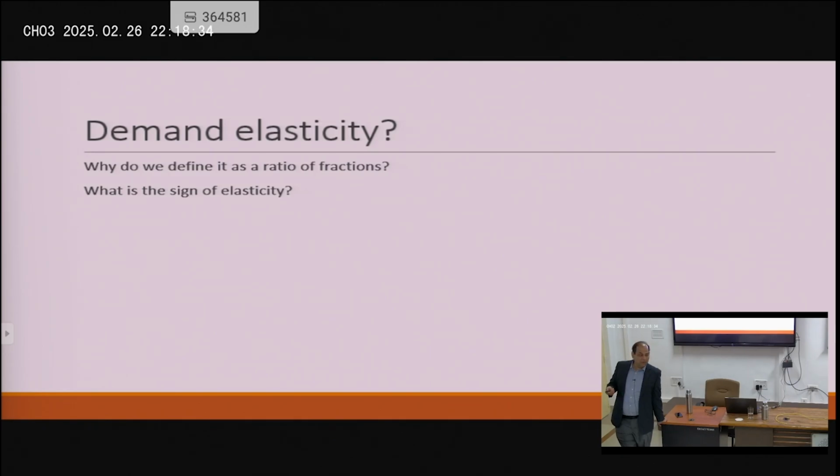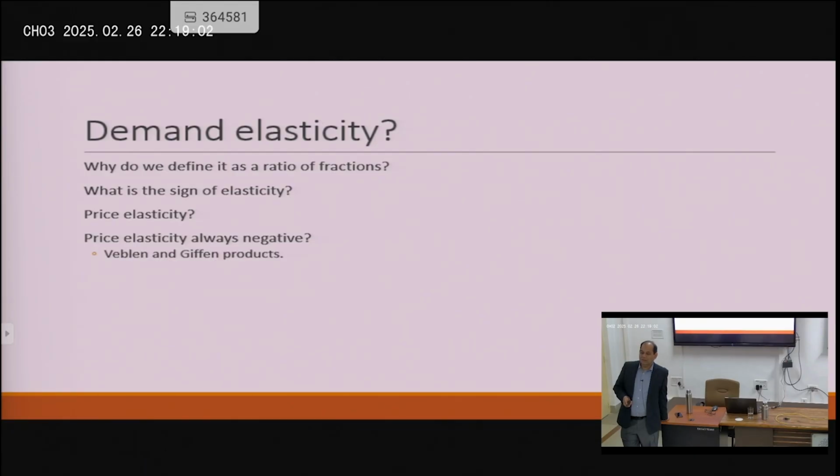What is the sign of elasticity? Depends on the attribute, right? So it could be positive, it could be negative, right? Generally, price elasticity is like when the price increases, the demand will decrease, right? So for the normal goods, it'll be negative, right? So these things are pretty much obvious, except in certain cases. Can you think of a counterexample to that? Yeah.